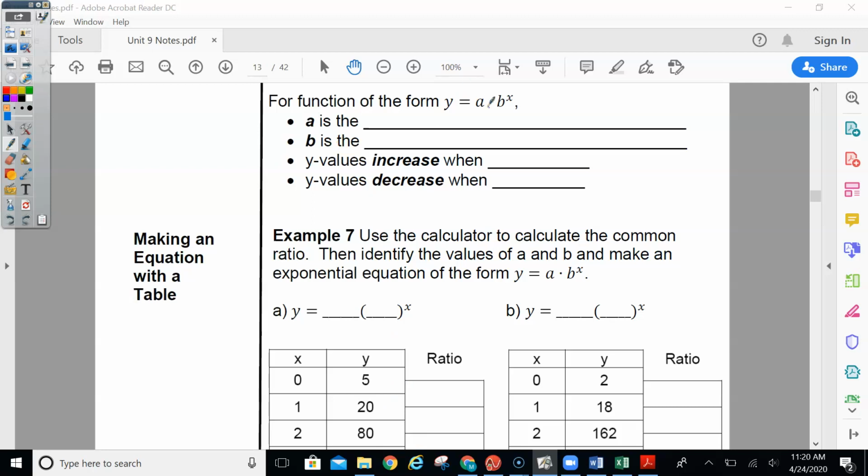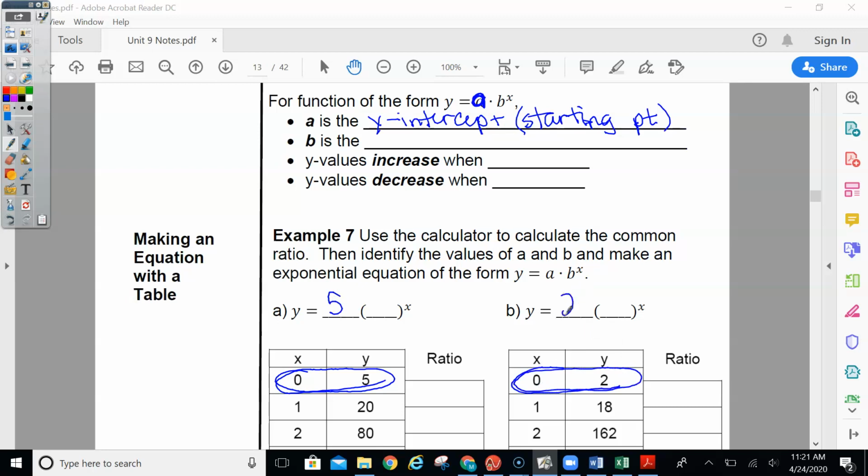So here, to find the a value, that's your y-intercept. Because we're going to see this in the next unit, this is your starting point. This is where the graph starts on the y-axis, your initial value. So for these, the y-intercept is 5, so the 5 would be your a here. And your y-intercept is 2, so your a would be 2 here.